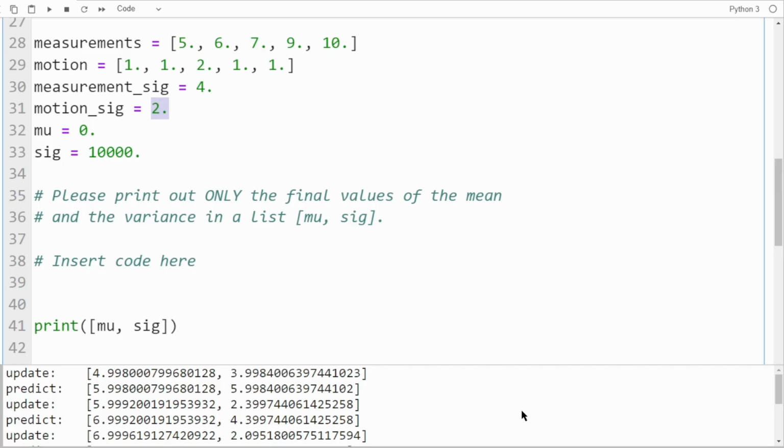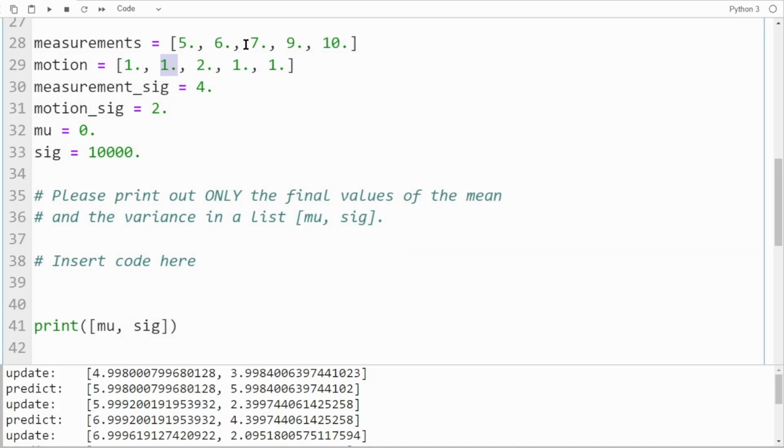And when you run this, your first estimate for position should basically become 5, 4.99. And the reason is your initial uncertainty is so large, the estimate is dominated by your first measurement. Your uncertainty shrinks to 3.99, which is slightly better than the measurement uncertainty. You then predict that you add 1, but the uncertainty increases to 5.99, which is the motion uncertainty of 2. You update again based on the measurement 6, you get your estimate of 5.99, which is almost 6.